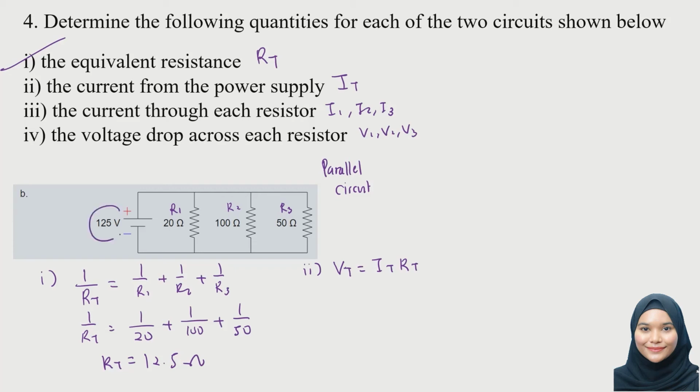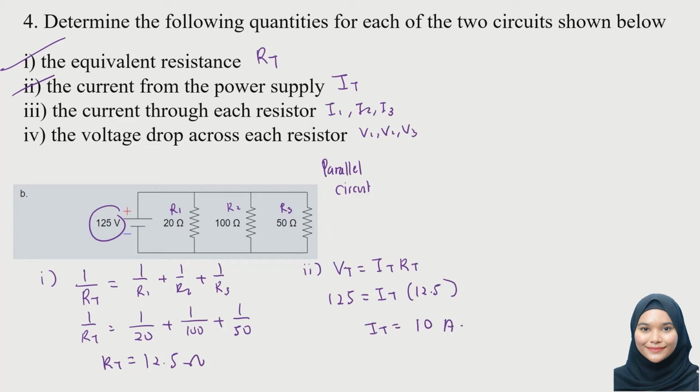And we know our total voltage is 125. And we are looking for the total current, and we know that our total resistance is 12.5. So you will get a total current of 10 ampere. Okay, alright, next question is the current through each resistor.